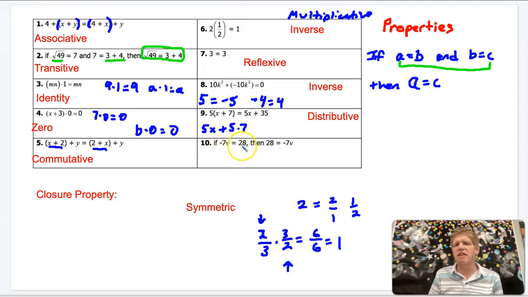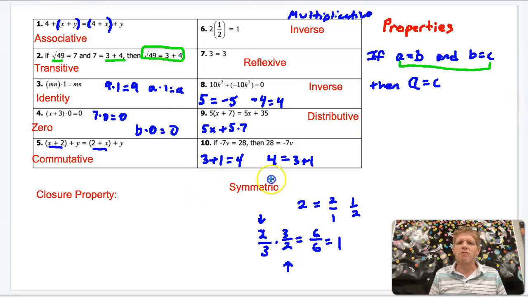And then lastly, we have one down here. This is -7v is equal to 28. If that's true, then 28 also has to be equal to -7v. If 3 plus 1 is equal to 4, then obviously, if you take 4, it's going to be equal to 3 plus 1, right? These two things have to make sense. This is called the symmetric property. It's symmetric. On both sides, it's the same thing. If you flip it around, turn it backwards, then you get the same thing. That's the symmetric property.